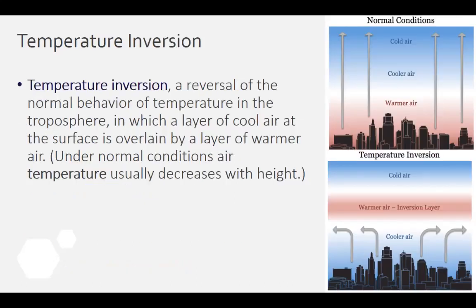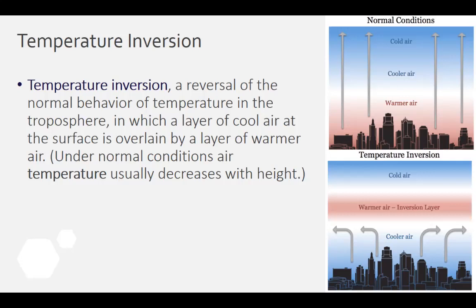One of the things that we're going to look at as we start focusing on a lot of our weather patterns and changes and the environmental impact of air pollution is what happens here in the troposphere. One of the things I wanted to highlight for you here is what's known as a temperature inversion. This is a reversal of the normal behavior of temperature that you saw in the previous slides, in which a layer of cool air at the surface is laid over by a warmer layer.